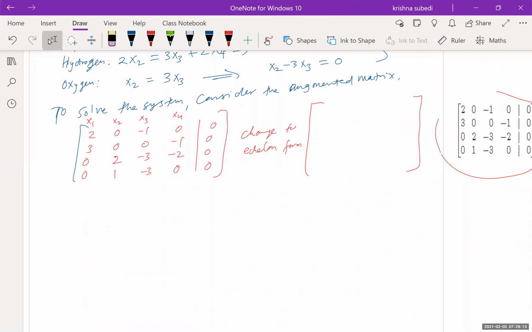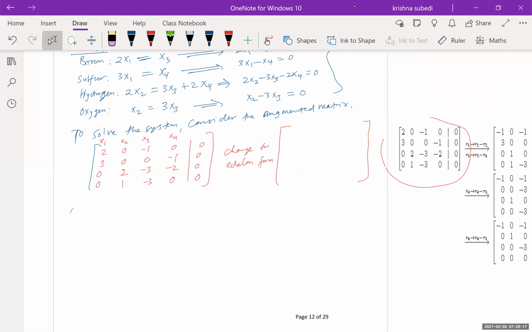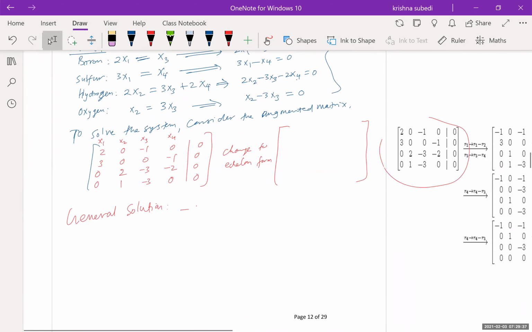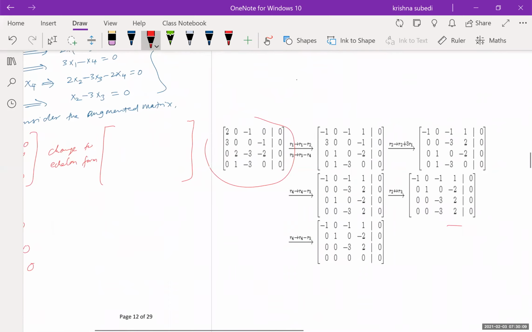So let me just write down the general solution. So the general solution will be, as you can see here, negative x1 minus x3 plus x4 equals 0. x2 minus 2x4 equals 0. Negative 3x3 plus 2x4 equals 0. And the last term is all 0, so I don't have to write anything. And x3 is free, x4 is free. Okay, from this one, that's what I got.